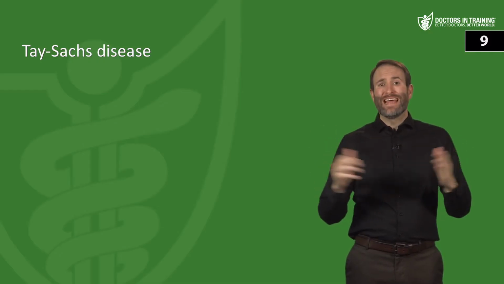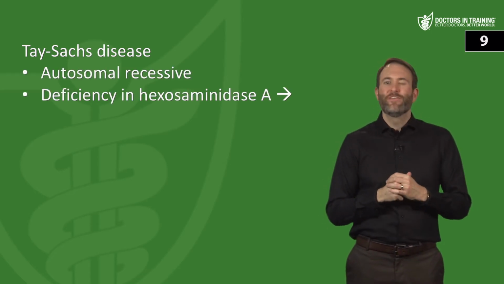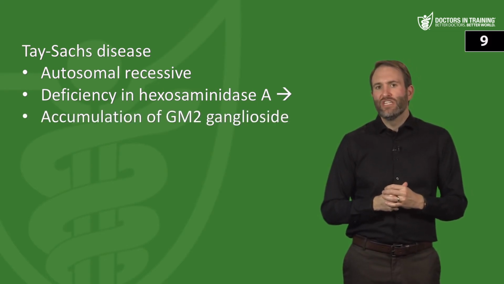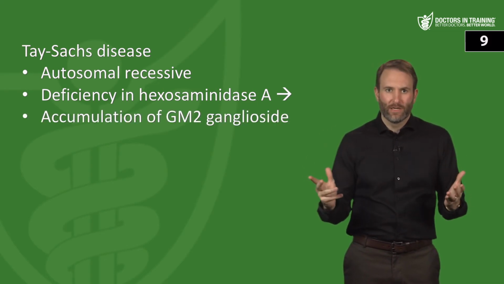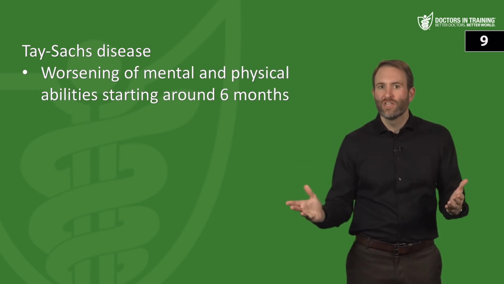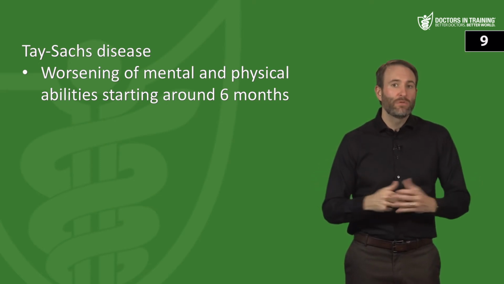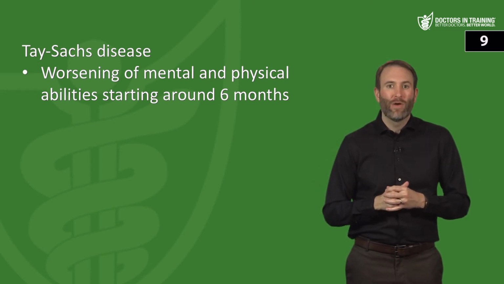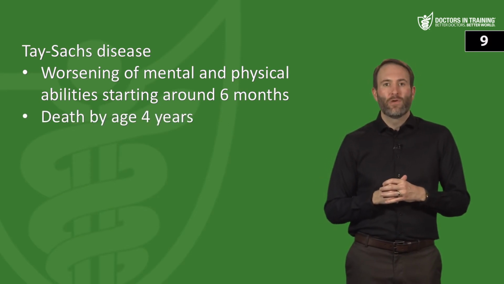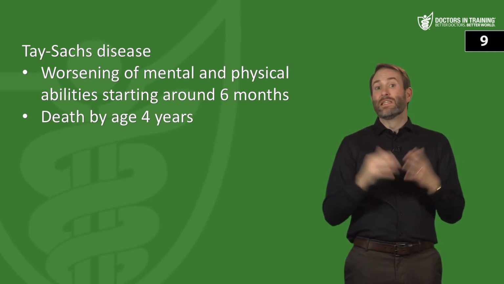So next, let's talk about Tay-Sachs disease. So Tay-Sachs is an autosomal recessive disease, and the deficient enzyme is hexosaminidase. Now, you're going to see an accumulation of the GM2 ganglioside here. Now, as with many of these disorders, patients will have progressive worsening of mental and physical abilities. Now, in the infantile type, symptoms begin very early in life at around 6 months. Death generally occurs at the age of 4 years. Now, there are other forms of Tay-Sachs where the onset of symptoms can be much later in life.